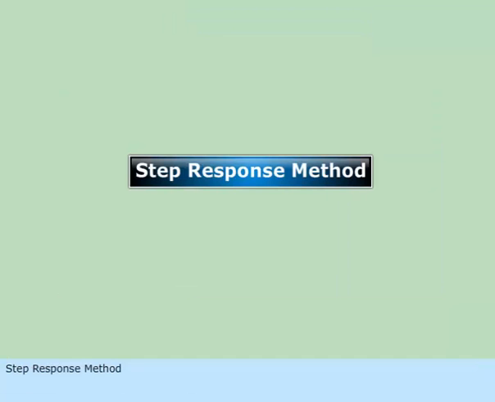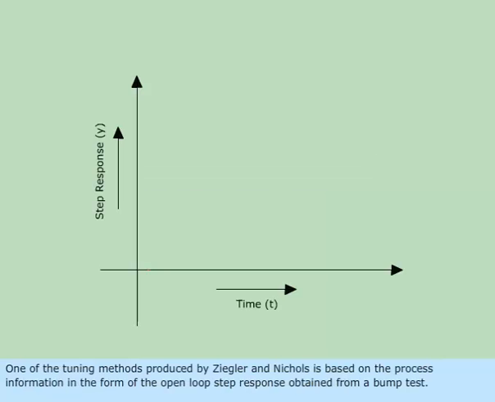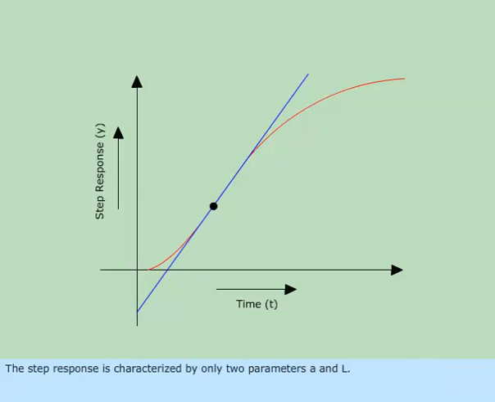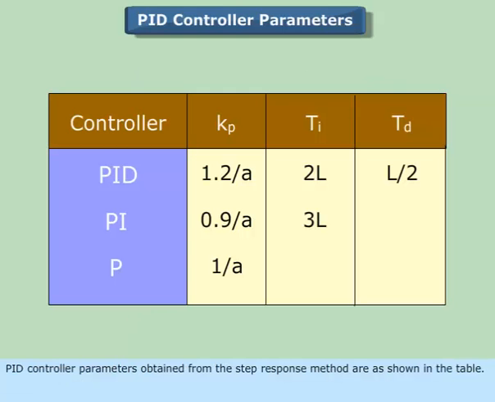Step response method. One of the tuning methods produced by Ziegler and Nichols is based on the process information in the form of open-loop step response obtained from a bump test. The step response is characterized by only two parameters, A and L. The parameters A and L are given by the intersections between the tangent and the coordinate axes. PID controller parameters obtained from the step response method are as shown in the table.